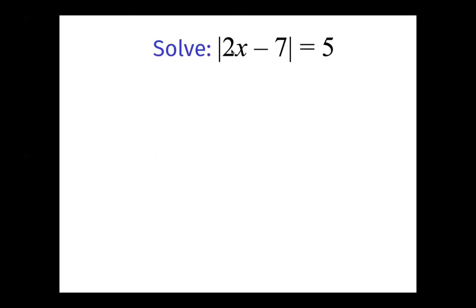Let's go ahead and do another one like that. We're given absolute value 2x minus 7 equals 5. Once again, you're going to go ahead and create two standard equations set to both a positive and negative value. So 2x minus 7 equals 5, and then 2x minus 7 equals negative 5. Now that you have your two equations, disregarding the absolute value right here, you can go ahead and solve them.